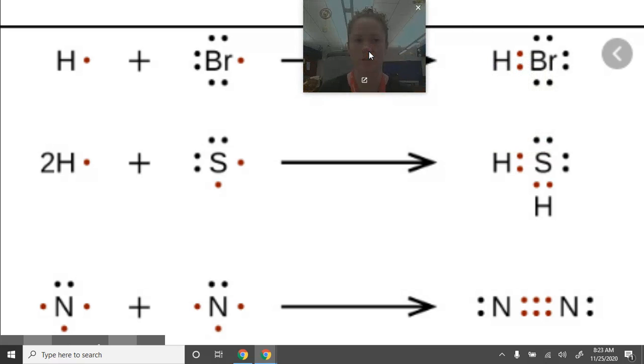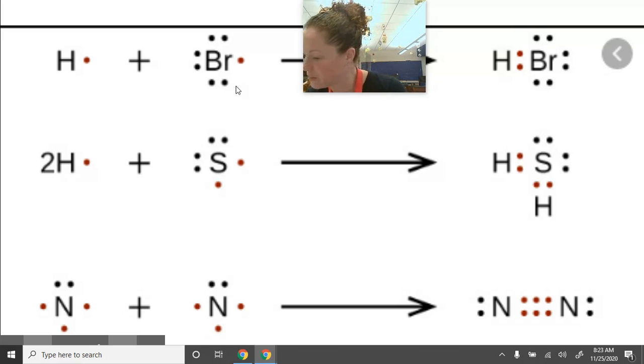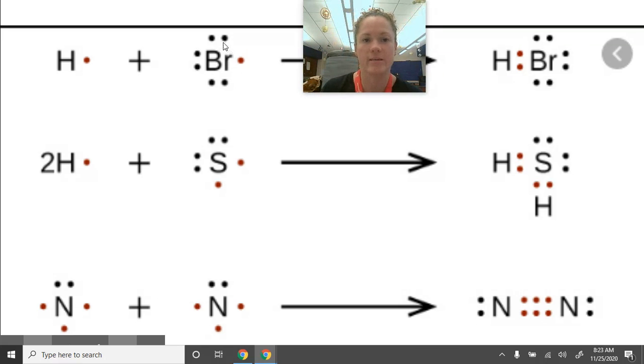I'll just move this here so you guys can see. So we have H, which is hydrogen, and hydrogen wants to bond with Br, which is bromine. And bromine is in column 17, so it only has 7 valence electrons. Hydrogen has 1. So they're going to want to share. They're going to bond right here where that red is. And we can see over here we have the H and the Br. So this is where the Lewis dot diagram comes in handy, to show us how elements will bond.